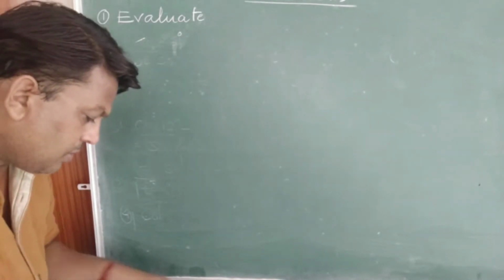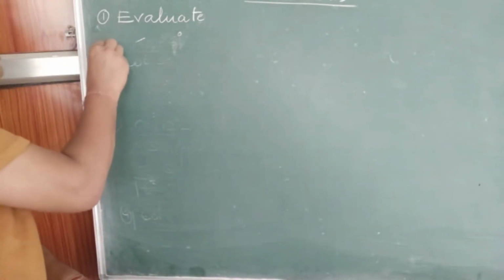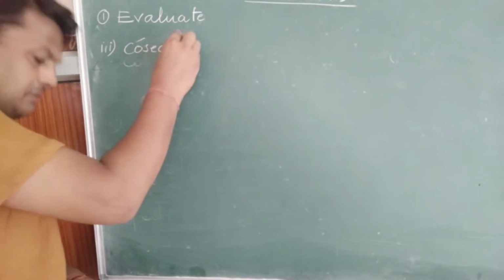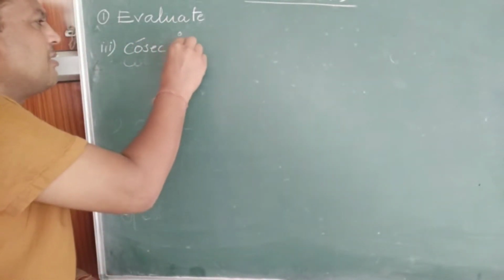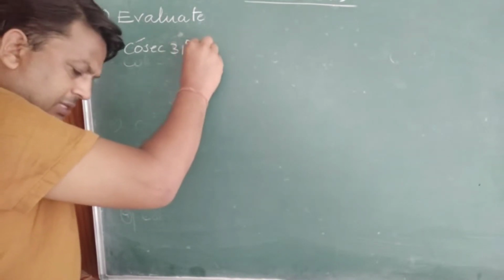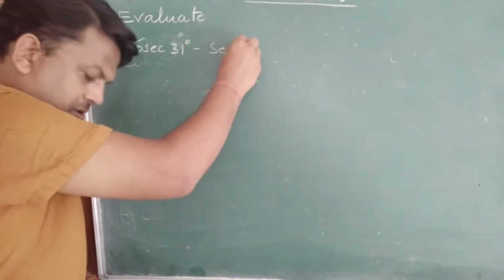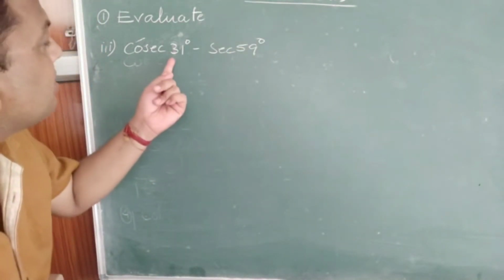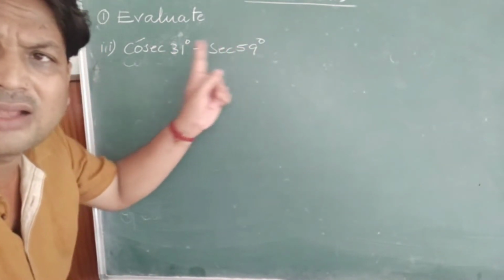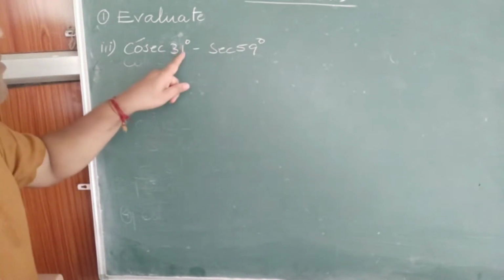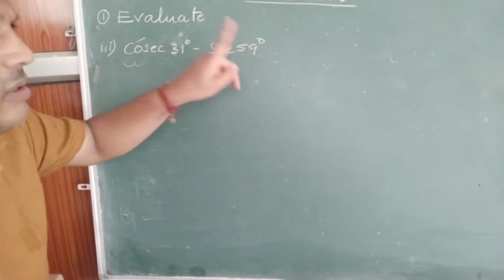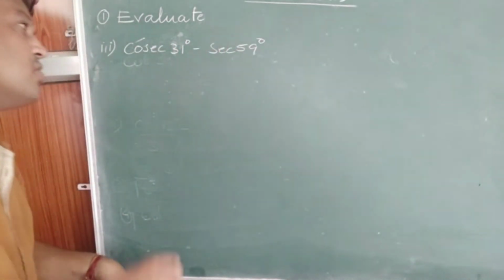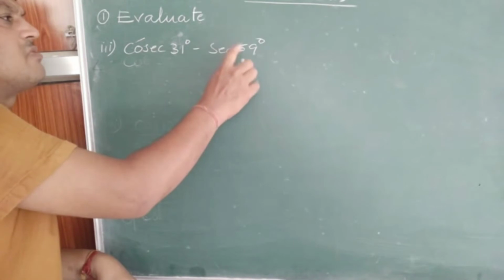Next, part number third. Part number third, cosec 31 degree minus sec 59 degree. First you have to check, children, whether their sum is 90 or not. 31, 1 plus 9 is 10, carry 1. That carry 1 plus 5 is 6, and 3 is 9. Yes. So you can convert. I will convert this one this time.